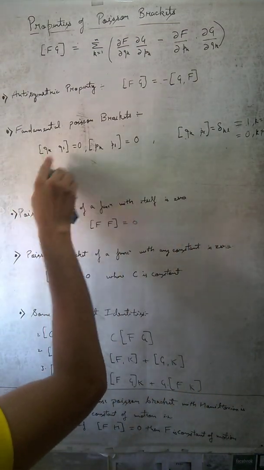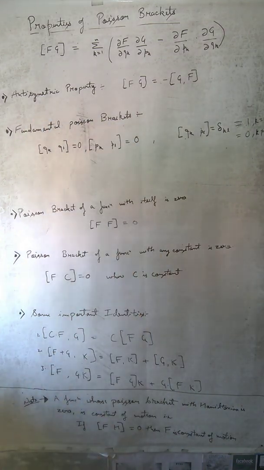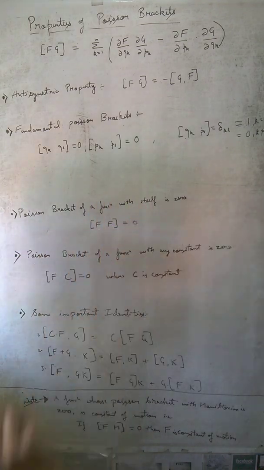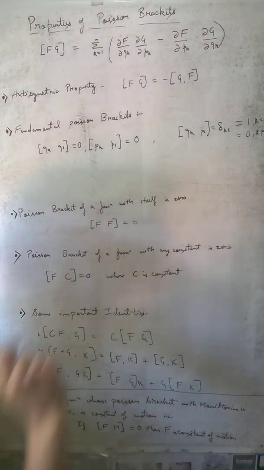So these three equations denote our fundamental Poisson brackets. Now moving to the next property, which states that the Poisson bracket of a function with itself is 0. It means if I take the Poisson bracket of one function with itself, then we get 0.